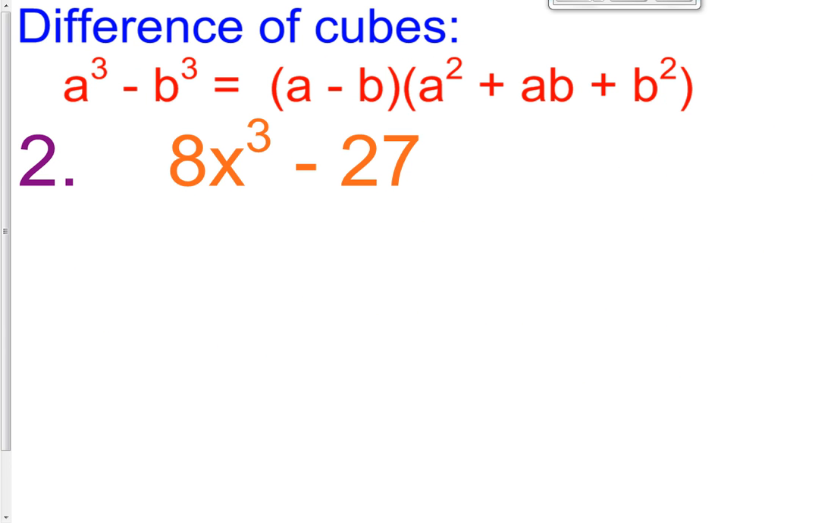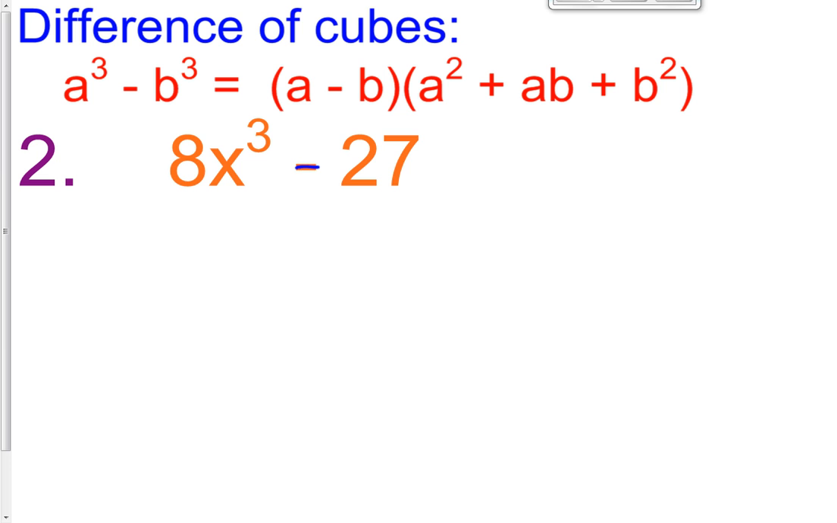Let's try this one. We now have 8x cubed minus 27. So the first thing that should register to your brain is that there's only 2 terms, so you should see if this is the difference of 2 squares. Well, 27 isn't a squared number, nor is 8. So we ruled out that it's the difference of 2 squares. So now go down to your next check. Is this the difference of 2 cubes?